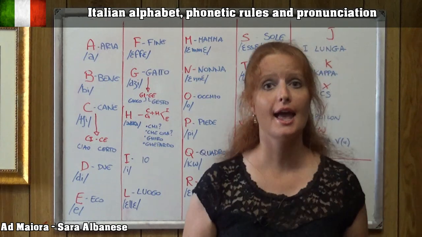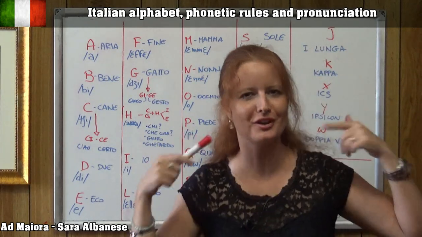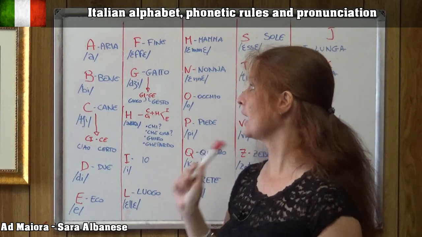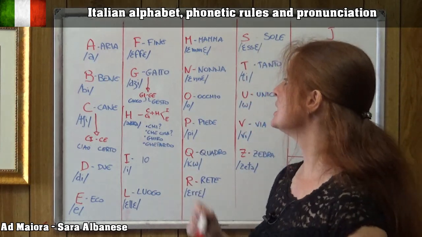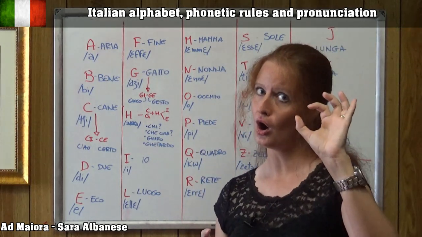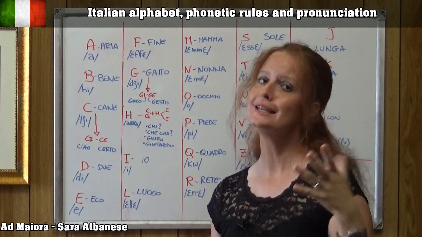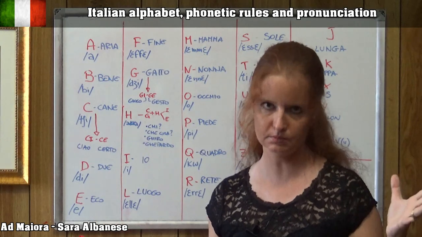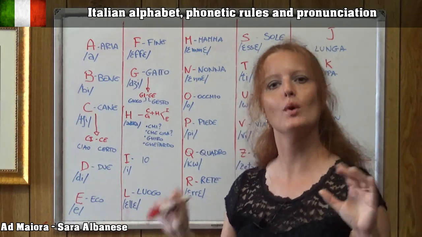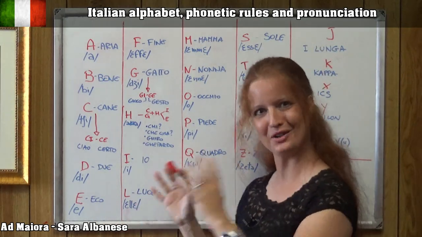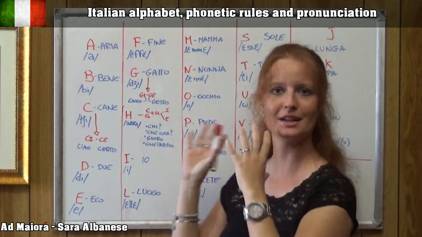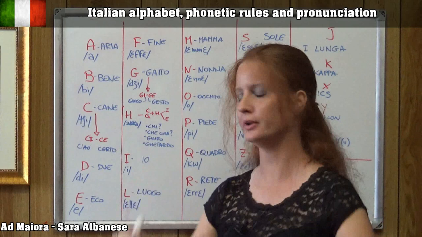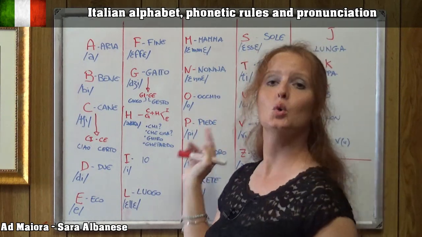A, B, C, D, E, F, G. I repeat it all the time so you can remember that. A, B, C, D, E, F, G, H, I, L, M, N, O. Sometimes I pronounce it O in words, many times actually. But when I have to spell something, when I say the name of the letter, I have to say O with an open O. Like in the word occhio.